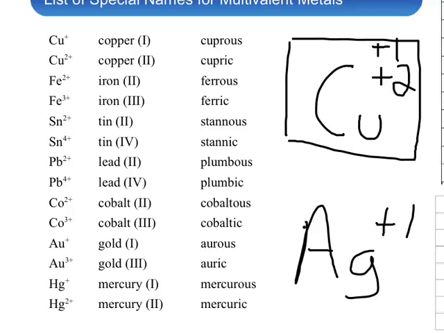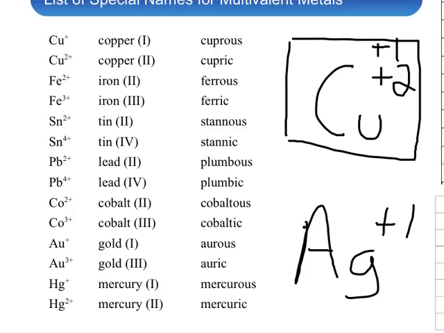First of all, I want you to find silver. Silver is not a multivalent, but it only ever takes a +1 charge. Therefore, I want you to write the +1 charge in silver's box at the top right-hand corner. So remember how I said most transition elements take a +2 unless otherwise stated? Well, this one never takes a +2. It only ever takes a +1. It's not a multivalent. You would never use the stock system.